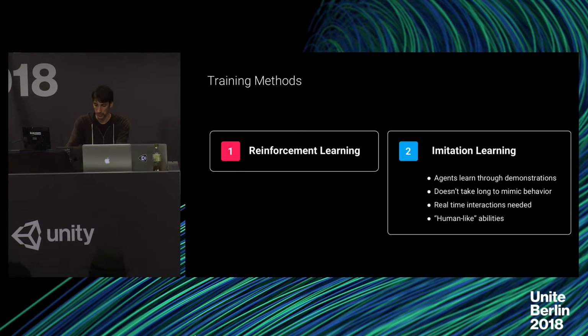The second method we will be looking into is imitation learning. With imitation learning, you provide demonstrations to the agent, and the agent tries to imitate what you're doing. And this will give you human-like abilities, because since the agent tries to imitate what you're doing, it will look like it's a human playing.